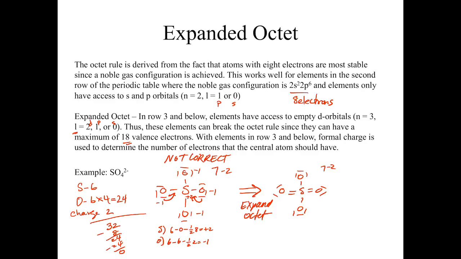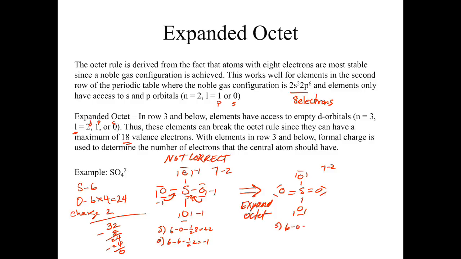But what's interesting here is that we see that S no longer has only 8 electrons. In this case, it now has 1, 2, 3, 4, 5, 6, 12 electrons around it. And this is because S can have expanded octet. It can have a maximum of 18 electrons. So let's do formal charge calculations for this structure. Just so that everybody's clear, I just moved a lone pair from the oxygen into a bonding pair.